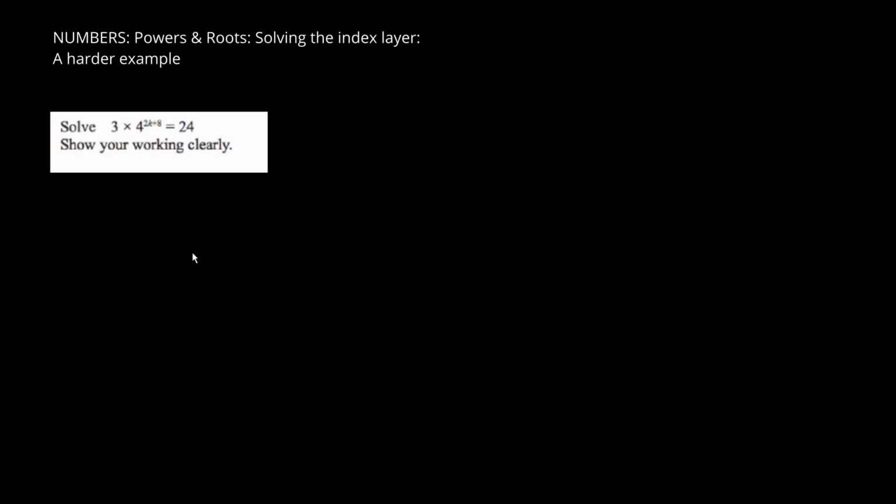Now, this type of question can be a little bit tricky. The aim of the simplification that you have to do is to generate both sides of the equation with the same base number. Let me show you how that works. The first thing we can do is divide 3 into 24 and get 8. Okay, we get 4 to the 2k plus 8 is equal to 8.